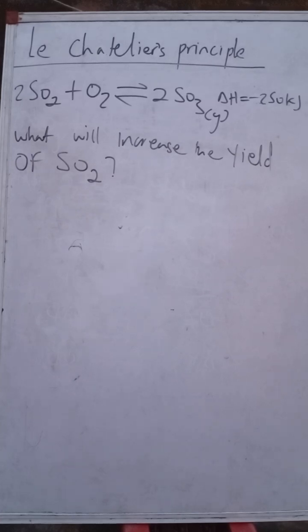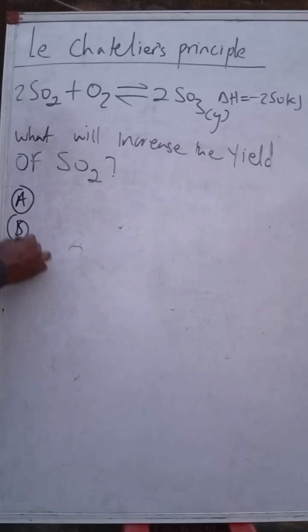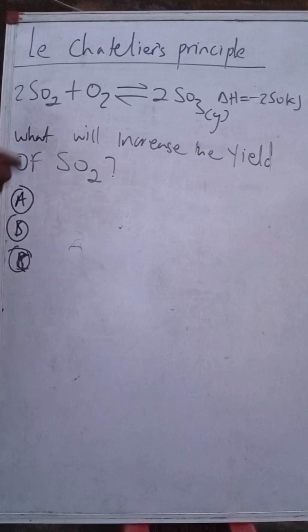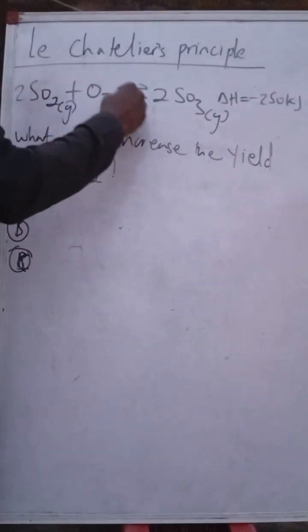Please take note. The yield of SO2 is increased by, now what will increase the yield of SO2? SO2 is a reactant. There are three things that can affect it: temperature, concentration, and pressure. In terms of pressure, an increase in pressure favors the side with fewer moles of gas. They are all gases, so pressure is going to affect them.